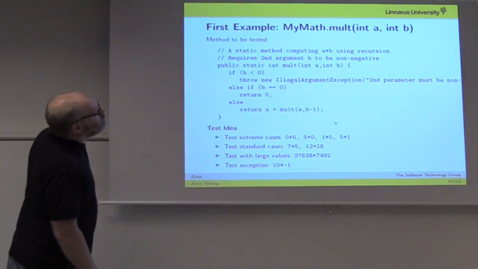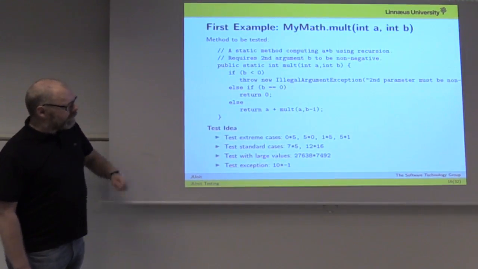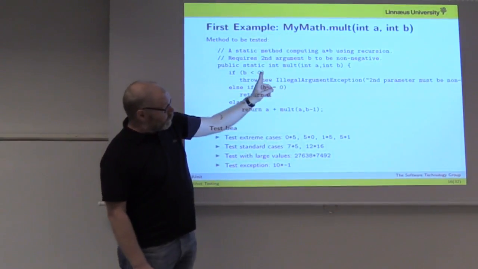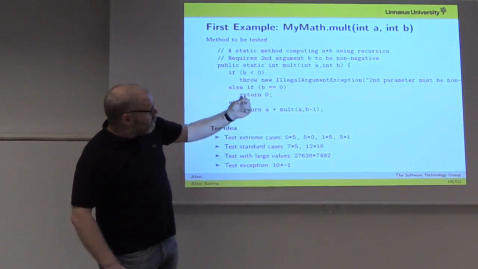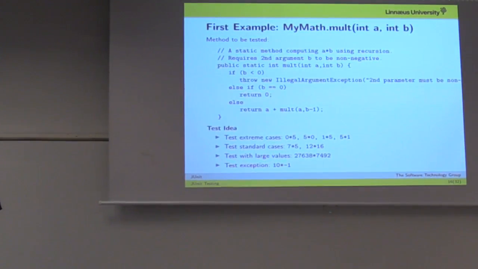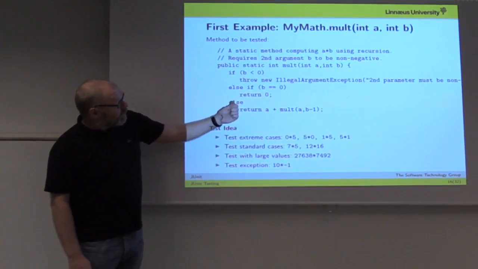First example, I have a method here, multiplication. It takes A and B, and it should of course return A times B, but I do it in a strange way here. I do a recursive solution to compute multiplication. Does it make any sense to you?